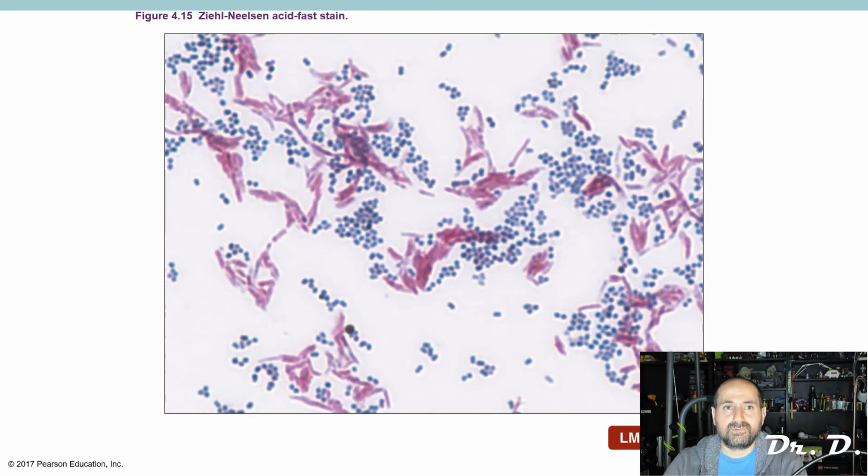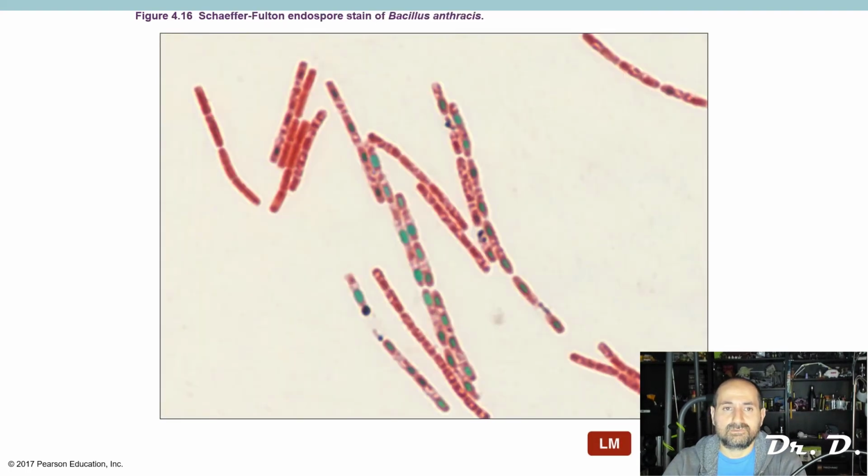Here's another example of a differential stain. It's called the acid-fast stain. We're going to be learning about this in a lab module. Here's another example. This is called the spore stain or the endospore stain. We learn about this in a lab module as well.